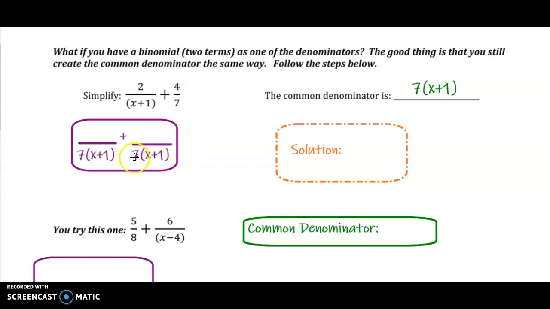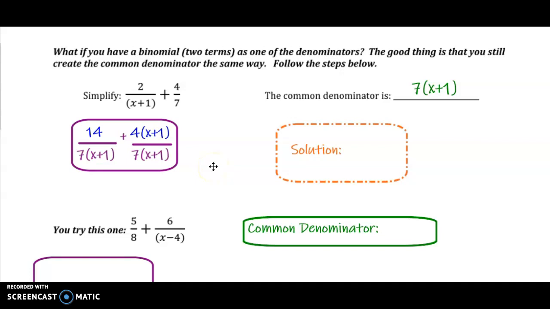So you write out your two denominators, 7 times x plus 1 plus 7 times x plus 1. And now we need to figure out what are our numerators. For my first fraction, I already have x plus 1, so I just need to multiply the numerator and the denominator by 7. So 2 times 7 gives me 14. For the second one, I already have the 7, but I don't have an x plus 1. So I need to multiply my numerator and my denominator by x plus 1. That leaves me with 4 times x plus 1.